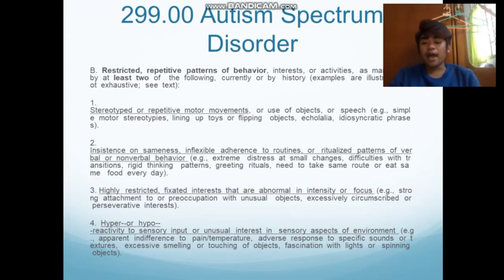Number four, hyper- or hyporeactivity to sensory input or unusual interest in sensory aspects of the environment: apparent indifference to pain or temperature, adverse response to specific sounds or textures, excessive smelling or touching of objects, fascination with lights or spinning objects.